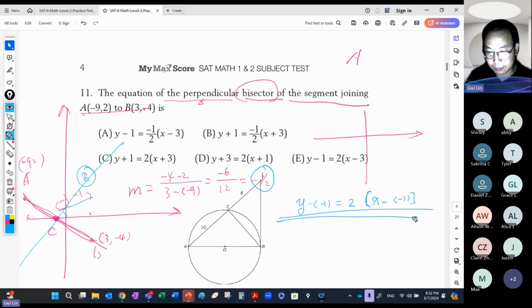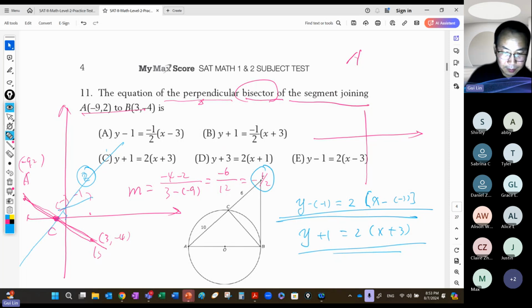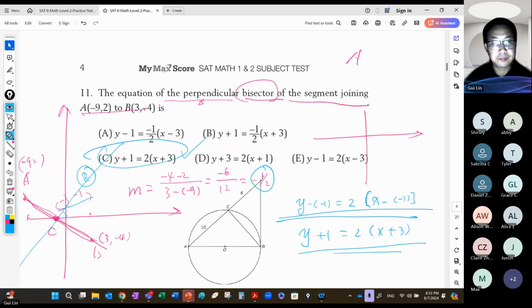So that's the equation. Let's simplify it. Oh, maybe we don't have to simplify, since the options use the point-slope form. So it becomes y plus 1 equals 2 times x plus 3. Okay, let's find the best match. Which one matches? C, right? C matches. So you can see the information here is a little bit confusing in this kind of expression.